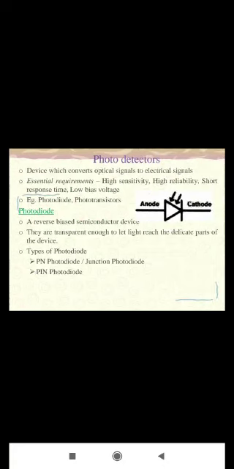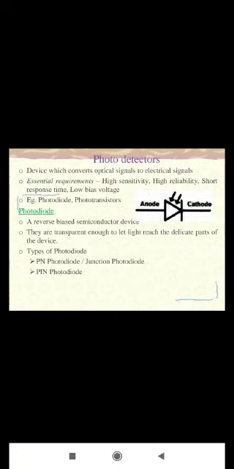Now coming to the second photonic device, that is the photodetectors. A photodetector is a device which converts optical signals to electrical signals. The essential requirements of a photodetector are its high sensitivity, high reliability, short response time, and low bias voltage. Examples of photodetectors are mainly photodiodes and phototransistors, but we will be learning about the details of photodiodes alone in this section.